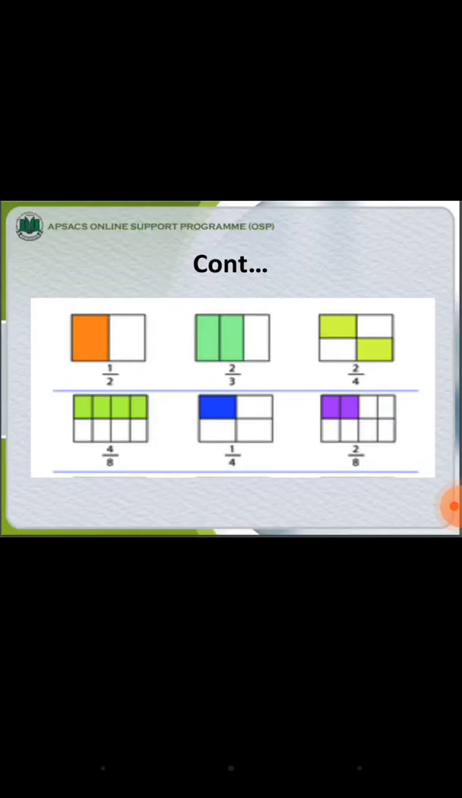Similarly, in first rectangle, there is 2 portion and 1 portion is colored, so fraction is 1 by 2. In second rectangle, 2 by 3 is the required fraction. As you can see, 2 portions are colored and total portions are 3. This is the picture of one whole cake, and if I divide it in 4 equal parts, and if I take out one part, so the remaining fraction is 3 by 4.